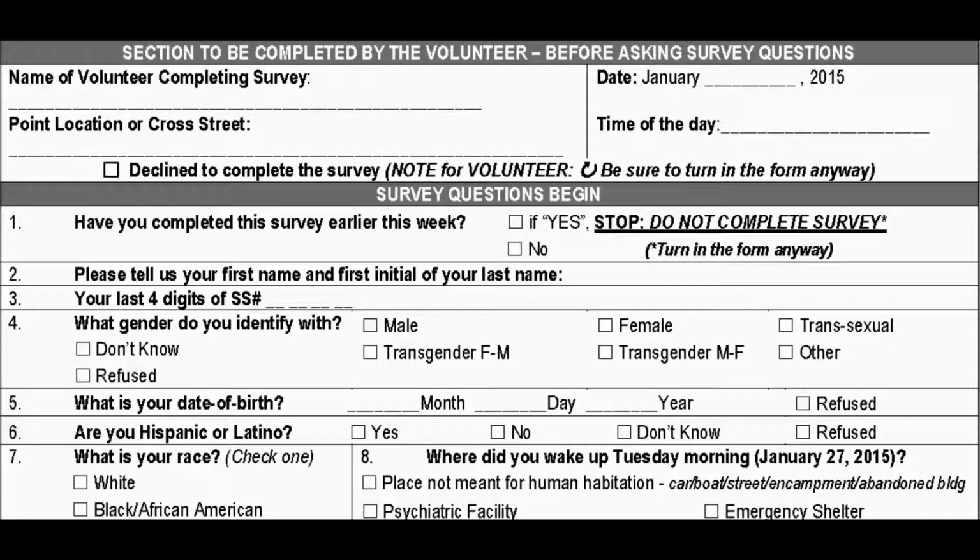Hello, my name is Shira and I will be going through the survey instruments that are used in Broward County during the point-in-time homeless count. As you learned from the PowerPoint presentation, the point-in-time count, also known as PIT, is a count of all homeless individuals in an area during a 24-hour period.